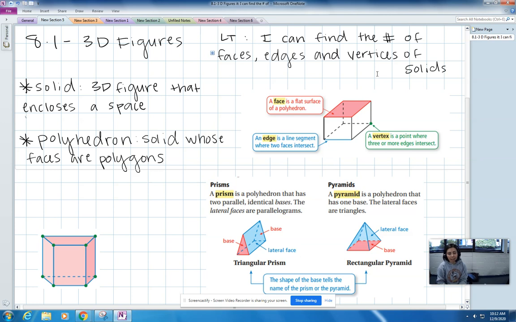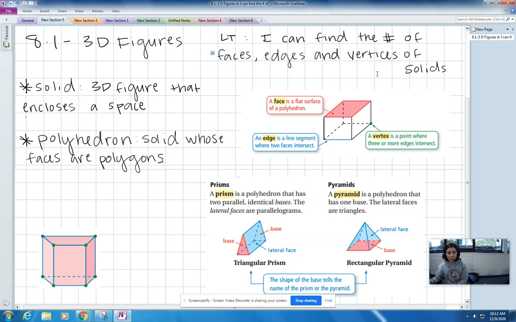The next term is an edge. An edge is a line segment where two faces intersect. So faces are actual shapes. Edges are just lines where those shapes connect. So this is an edge. This line is where the top and side faces connect. This is also an edge. It is where these two side faces connect. So this line is an edge.